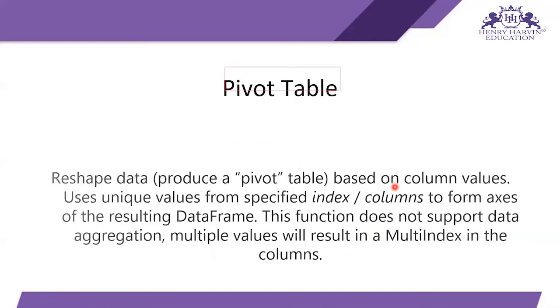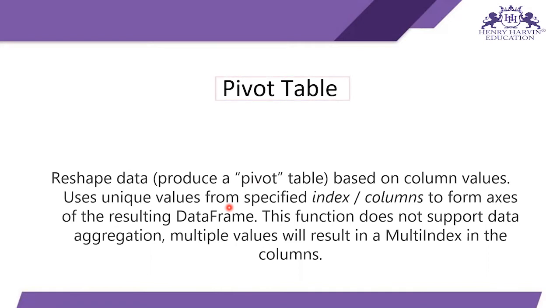Next comes the pivot table. It reshapes your data and produces a pivot table based on column values. It uses unique values from the specified index columns from the axis of the resulting data frame. This function does not support data aggregation. Multiple values will result in a multi-index in the columns. So here it is saying that we reshape the data and make a pivot table based on the previous data frame or data set.